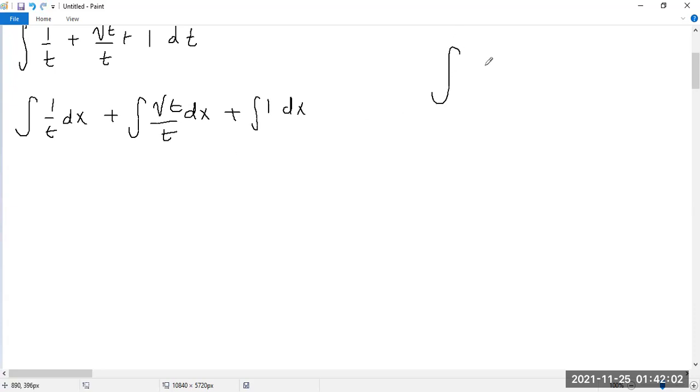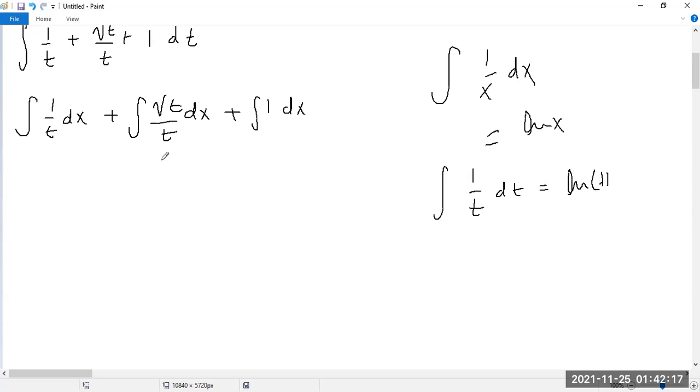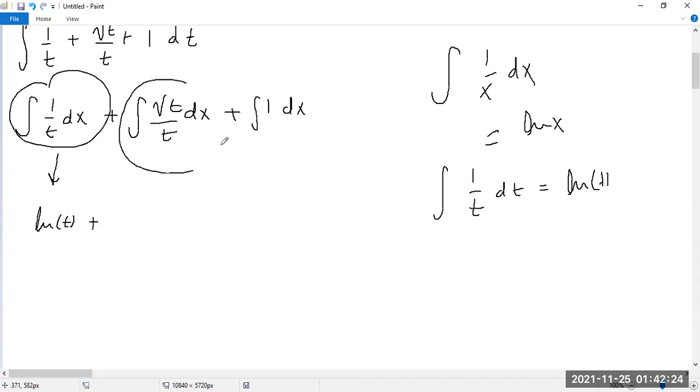And remember how we said that the integral of 1 over x is ln of x? In the same way, the integral of 1 over t is ln of t. So this part would come out to being ln of t. This part we will work on; I'll just leave it as is right now. This should be a t. These all should be t's, by the way.